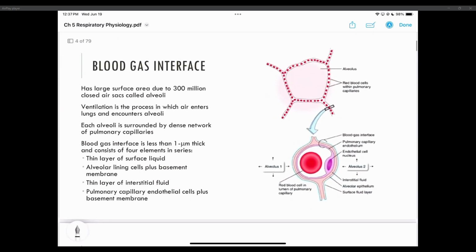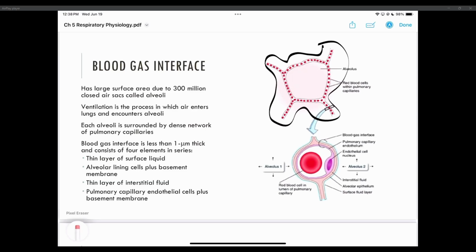Our blood-gas interface, obviously we have a very, very large surface area due to all these alveoli. They all have small capillaries that surround each alveolus, so we have plenty of surface area for all the gas exchange to occur.